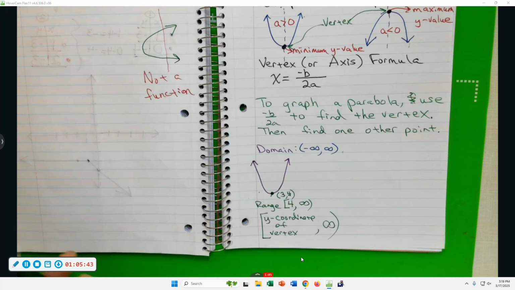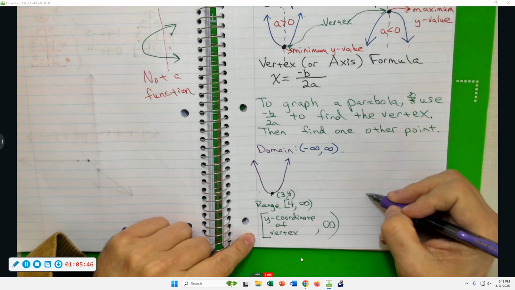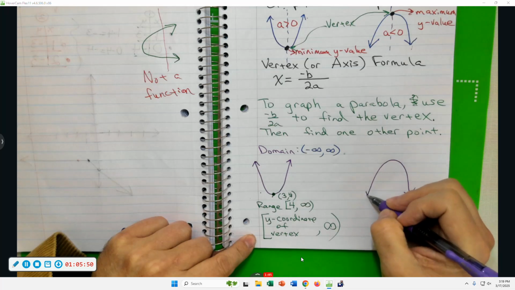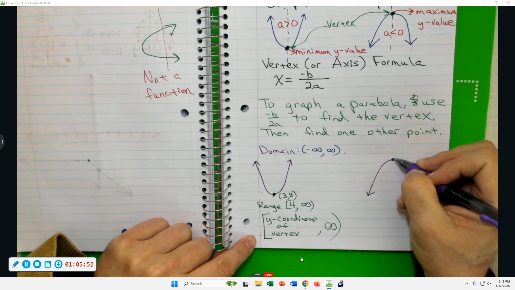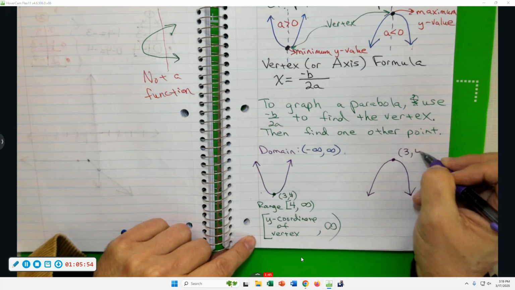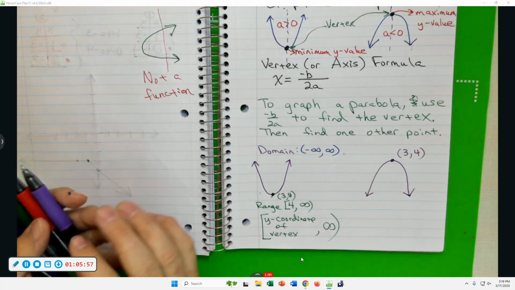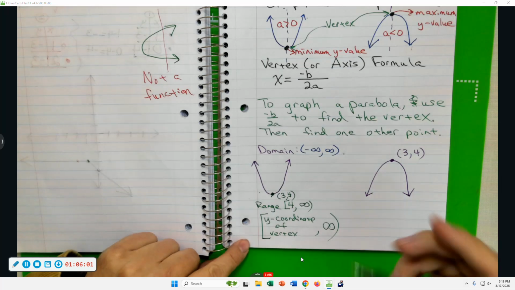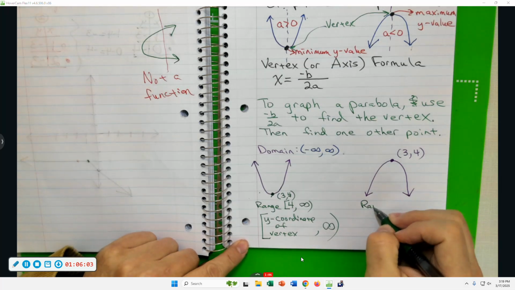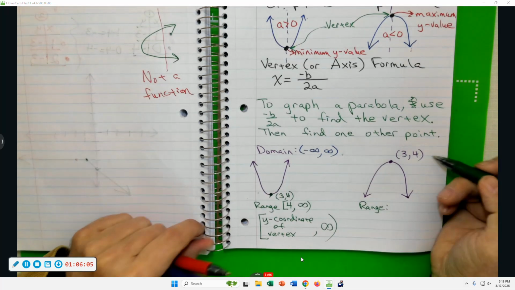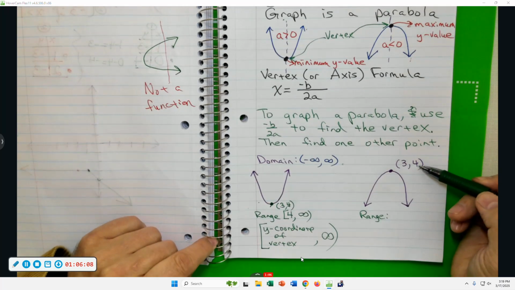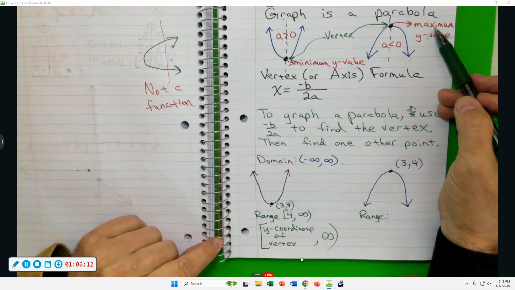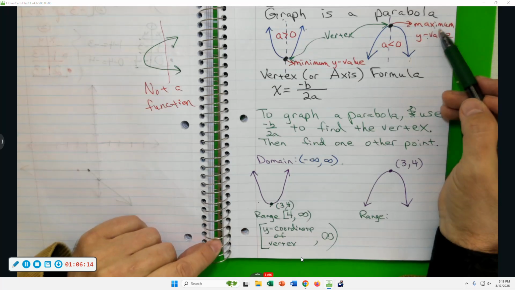Let's apply that same logic. Suppose the parabola is opening downward, and let's suppose the vertex is still at (3, 4). Let's state the range in this specific case. If the parabola is opening downward, we said the y value at the vertex was the maximum y value. That's the highest point on the graph.